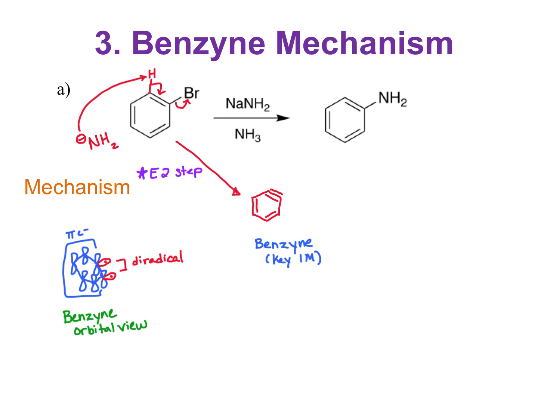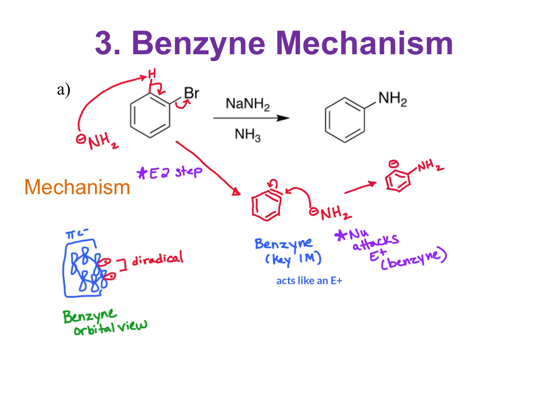That's the key intermediate. Then once you have the benzyne, that's going to be very reactive, right? That's not stable. So what happens next is the NH2 is now going to be a nucleophile. We know we need to add it, right? So we're going to add it to this carbon here, and then that's going to push the electrons up. So now instead of being a diradical, we've just got a normal anion. So that would look like this.